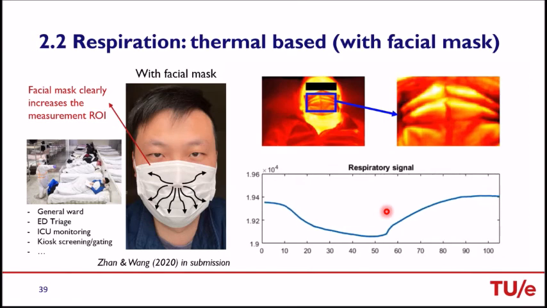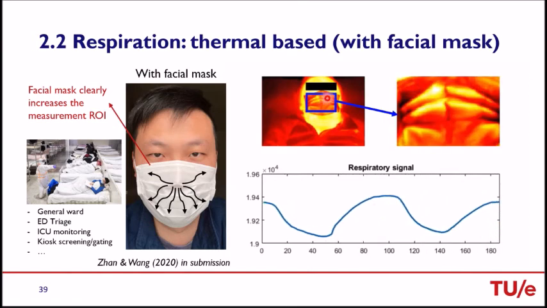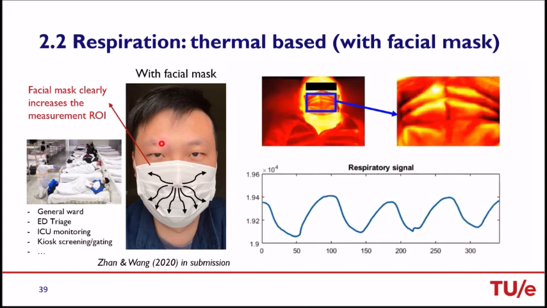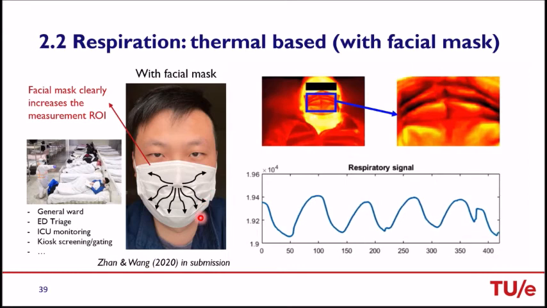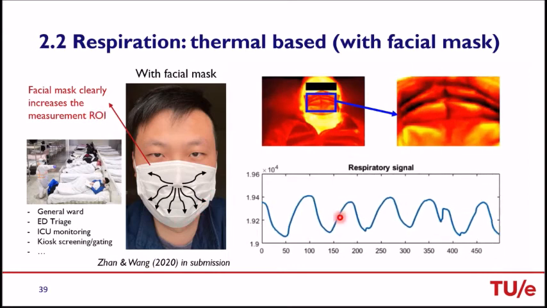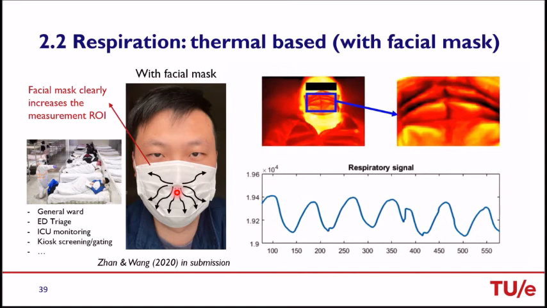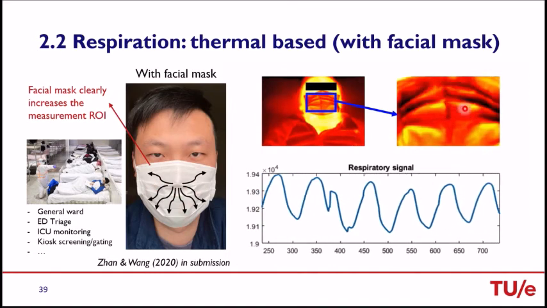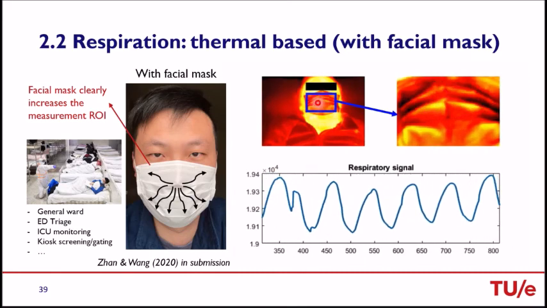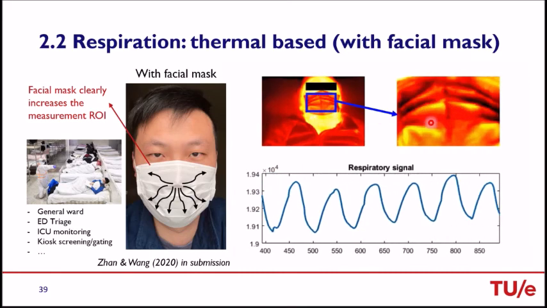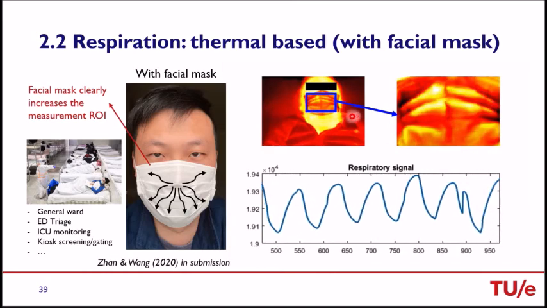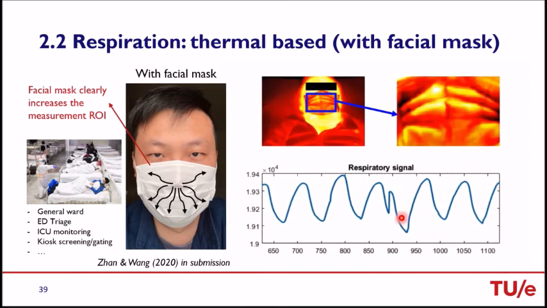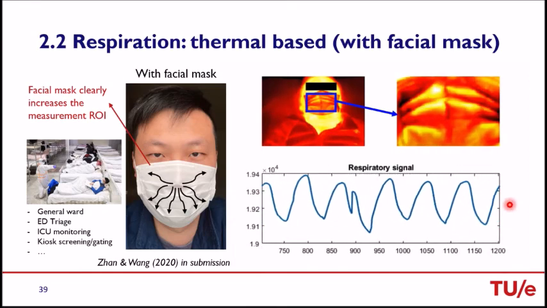For the current coronavirus case, the reason is that in many countries, most people need to wear a facial mask. And then the facial mask can clearly increase the measurement ROI, because when you are breathing, you change the temperature of the whole mask. Here is an example of this measurement. You can clearly see that the mask temperature has changed. And by just extracting the temperature changes without any post-processing, you can already see a clear respiratory signal.